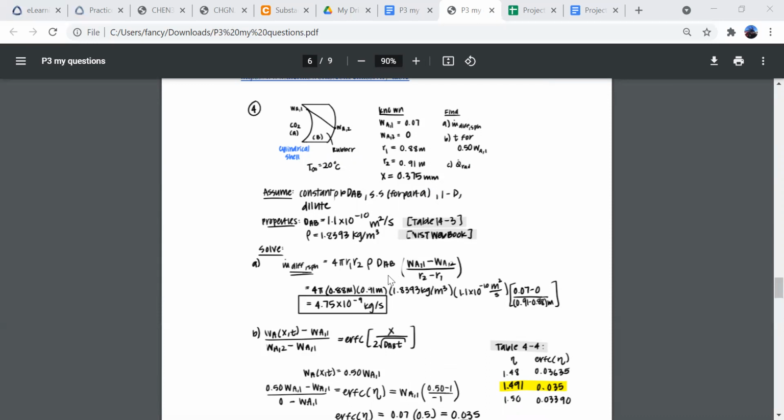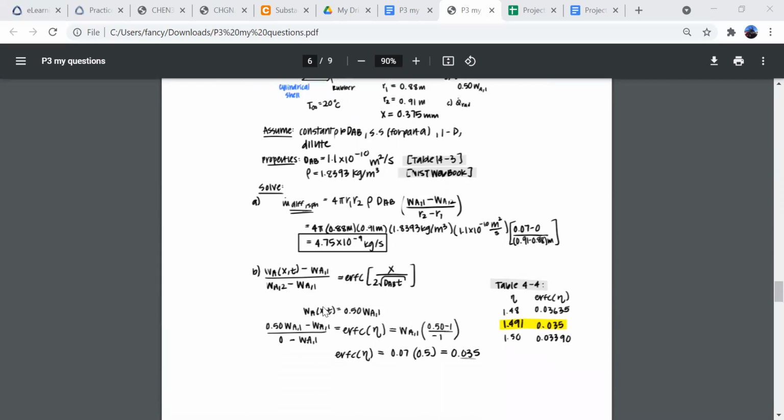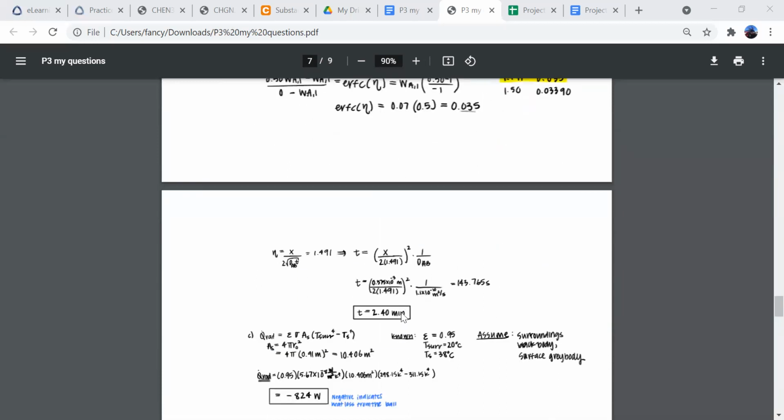And then for part B, this is transient mass diffusion, because you're asked to find the time that half of the initial mass fraction has diffused through the rubber. And so using complementary error functions, you can solve for these values. And once you have eta, you can solve for t. And this is the value that you get.